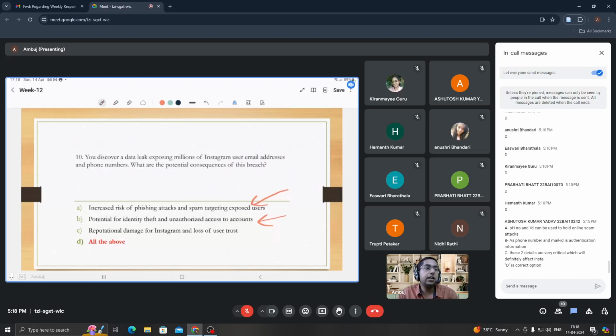As phone number and mail identity is authentication information. Yeah, definitely B would be correct. Okay, these two details are very critical, which will definitely affect instantaneously. Insta. Oh, Insta. Yeah, definitely. Short form of Instagram is Insta. Okay, great. D would be the correct option.